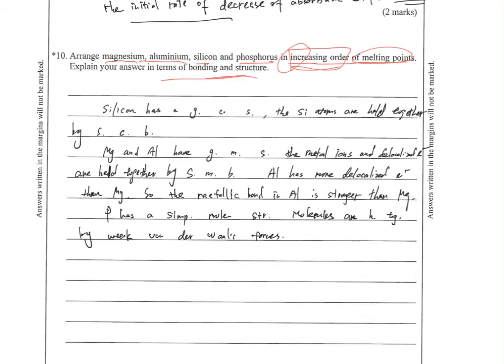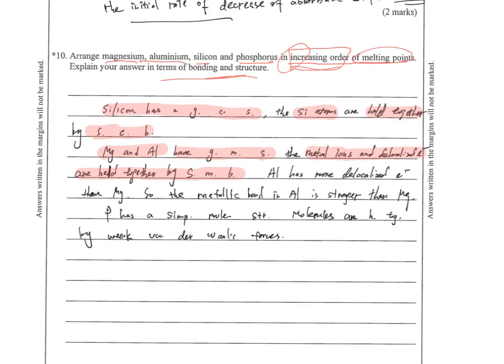So first of all, silicon, we know that it has a giant covalent structure. And don't forget the nature of the particles, that is, silicon atoms are held together by strong covalent bonds. Okay, and magnesium and aluminium have a giant metallic structure because they are metals. The metal ions and the delocalized electrons are held together by strong metallic bonds. Okay, it's a metallic bond, not ionic.